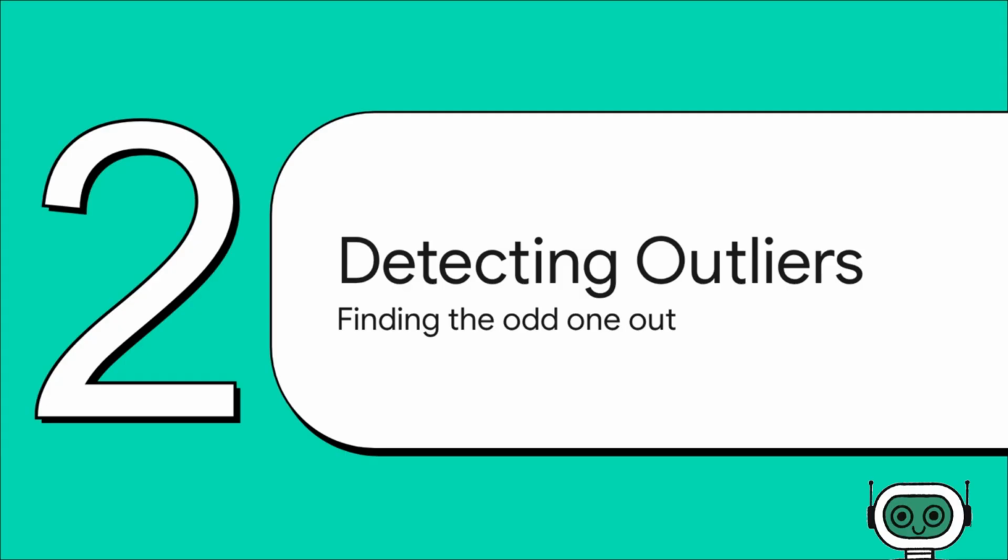Sure, spotting 101 in a tiny list is easy, but what if you have a million data points? You can't just scroll through and eyeball it. We need a system. So let's look at a couple of common ways to hunt these things down.